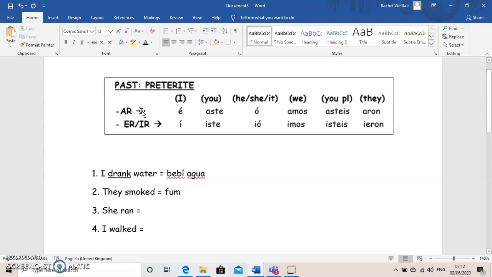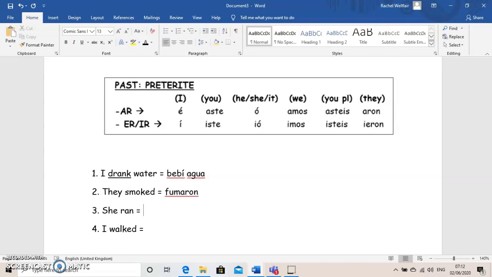Okay, and then step 4, who is the subject? They. So I go from AR all the way across to they, here it is, and there I find my verb ending, aron. All as one word, fumaron, they smoked. Perfect, done. Let's do the third example together.